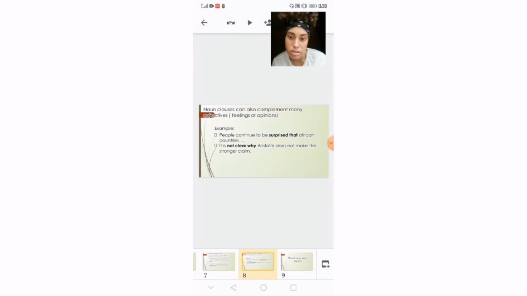And in the second sentence, it is not clear why Aristotle does not make this strong claim. So that is like an opinion, an idea they are giving, or an opinion that something is not clear. And this is all. Thank you very much.